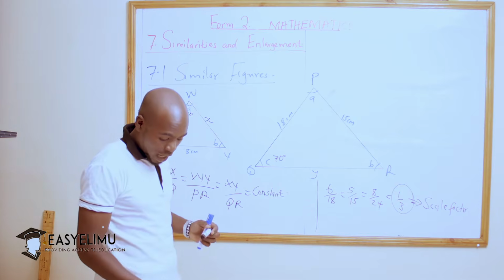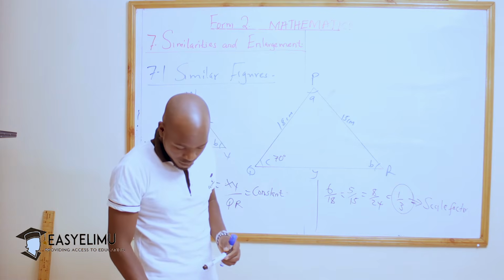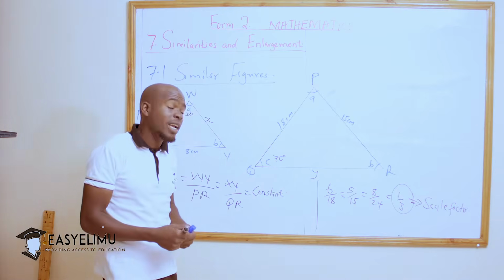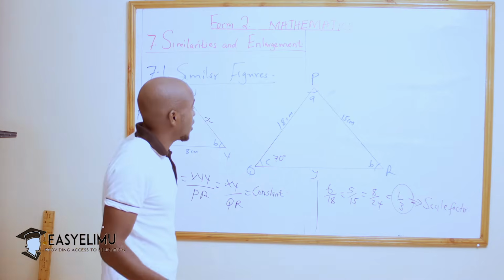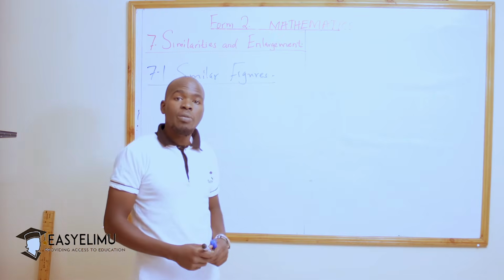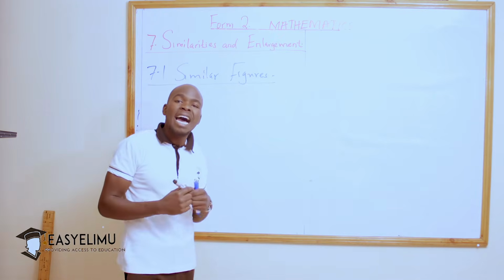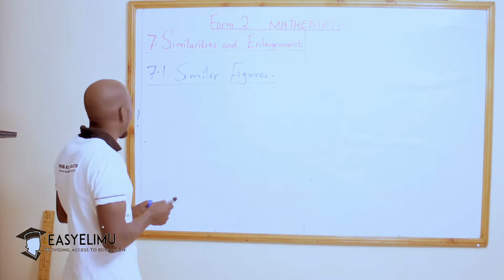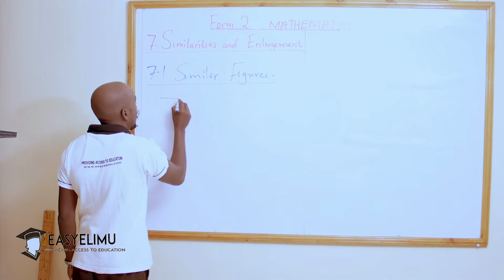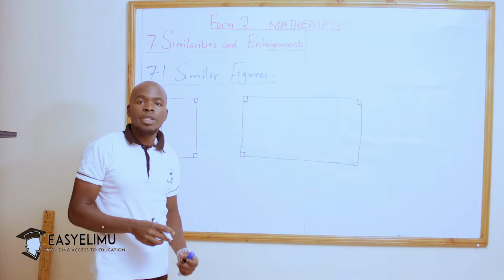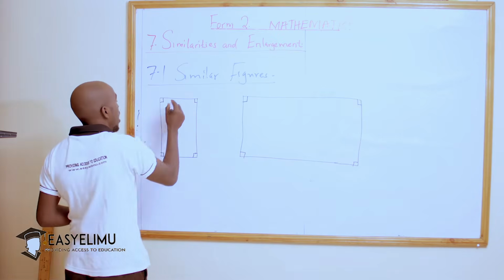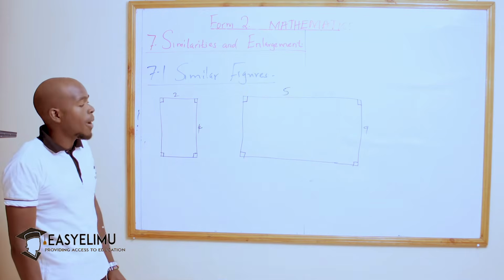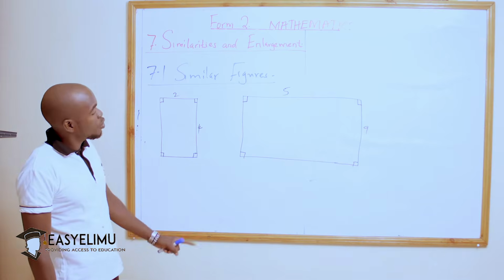Next we shall review how it is done numerically. For example, you may be given an example in which you will find some figures, for example, a rectangle. Sometimes you may find some figures looking similar, even the angles are the same, but the corresponding sides are not the same. Sometimes you have a figure with 2, 4, and another with 5, 9. Then you are asked to state whether these two figures are similar.